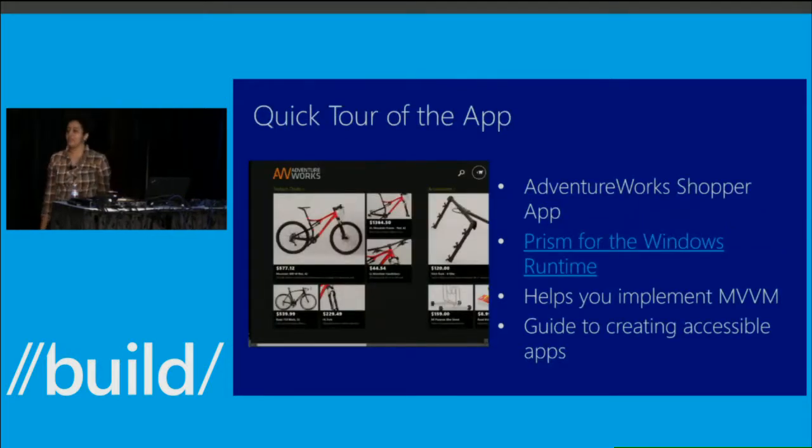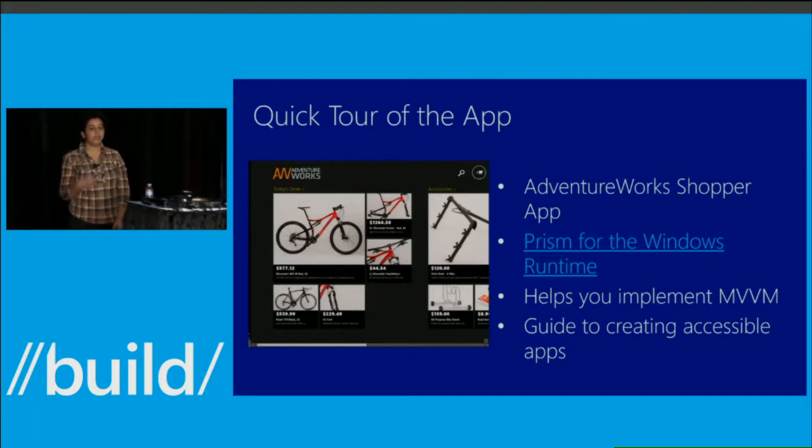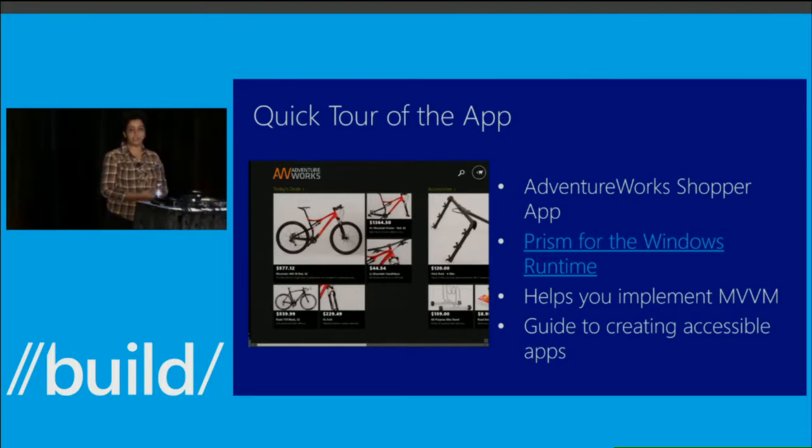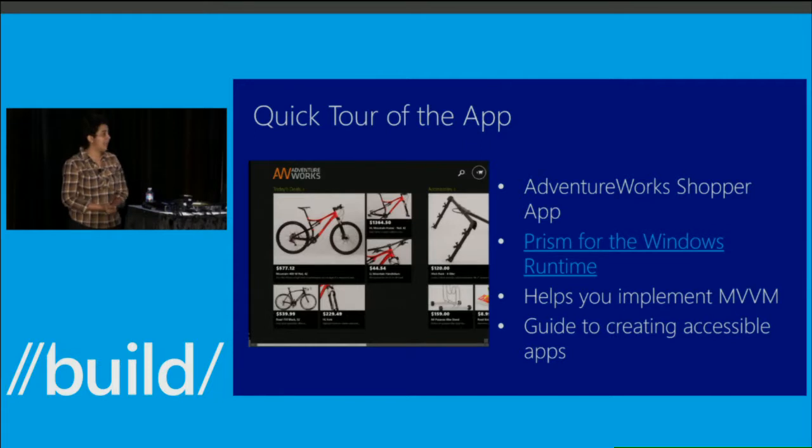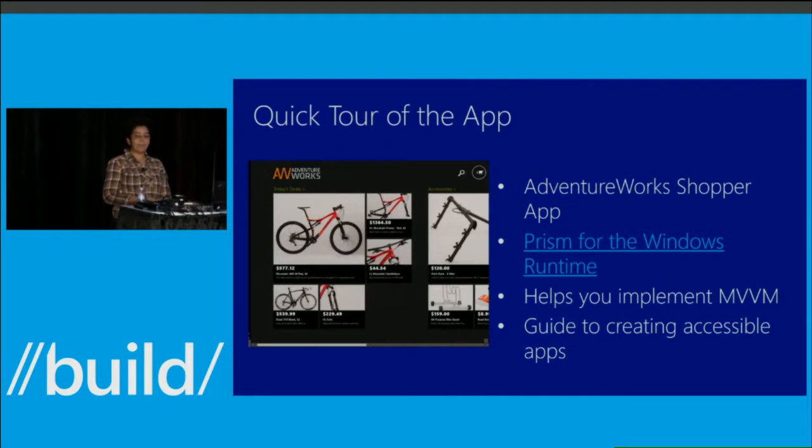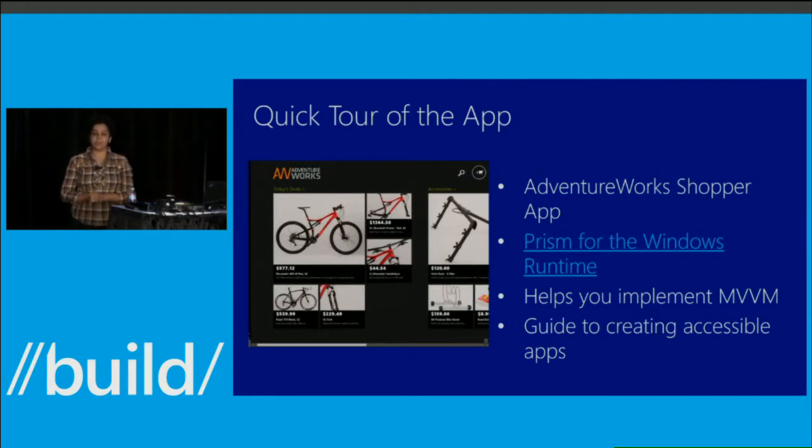Since we are talking about testing an app, we'll take a quick tour of the app that I'm going to test today. The app I have is AdventureWorks Shopper app. It's a shopping application that lets me buy bicycles and related accessories. The code for this app is actually available on code samples on MSDN. It ships as part of Prism for the Windows runtime.